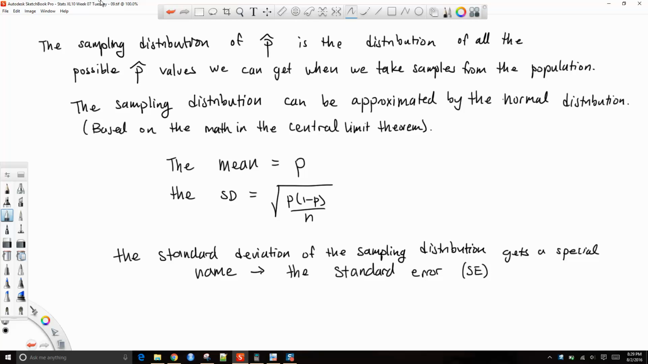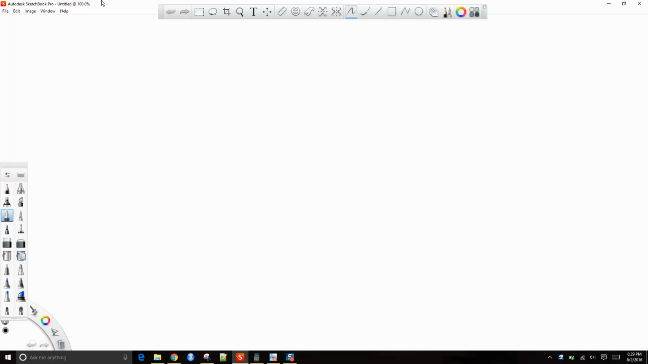Okay, so this is all great and everything. The fact that we can approximate the distribution of p hat with the normal distribution is a very useful property that we have, except there is a limitation, and that is in order for the normal distribution to be a good approximation, a few properties have to be true.